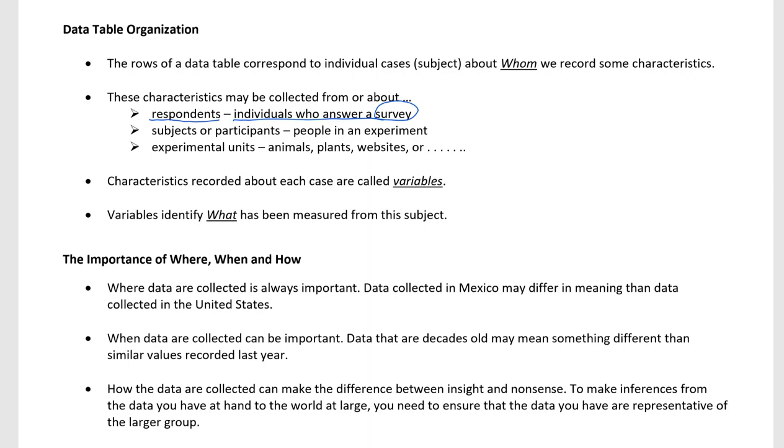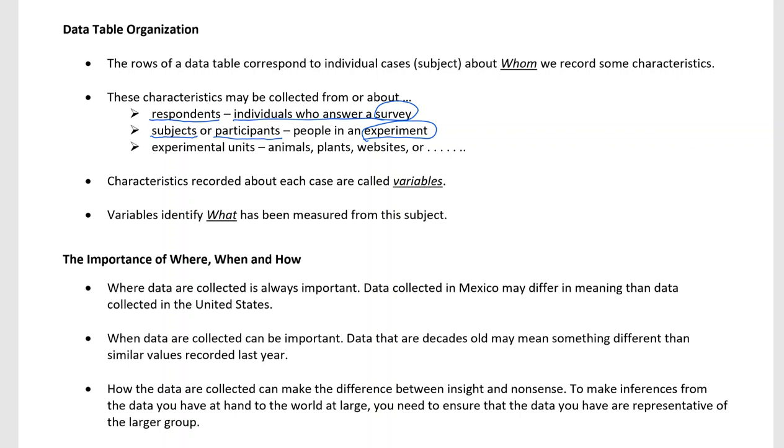But if the subject or case is the people in the experiment, for example, when we test a drug, then the people will be assigned into different subgroups for the experiment. Then we call them subjects or participants. All right, so we just gave different names for different kinds of subjects.